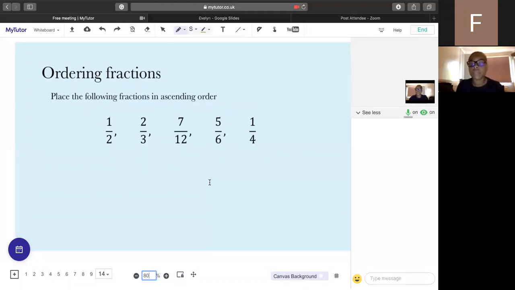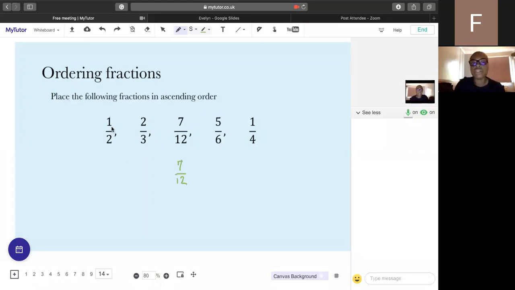First of all, I want to find equivalent fractions for each of these fractions with exactly the same denominator. So I need to find a common multiple for each of the denominators. Now we have 2, 3, 12, 6, and 4. Using my knowledge of multiples and factors, I know that each of these numbers is a factor of 12. So I would like to change all of my fractions into equivalent fractions with a denominator of 12. So 7 over 12 is done for me already. I'm just going to write this one down here.